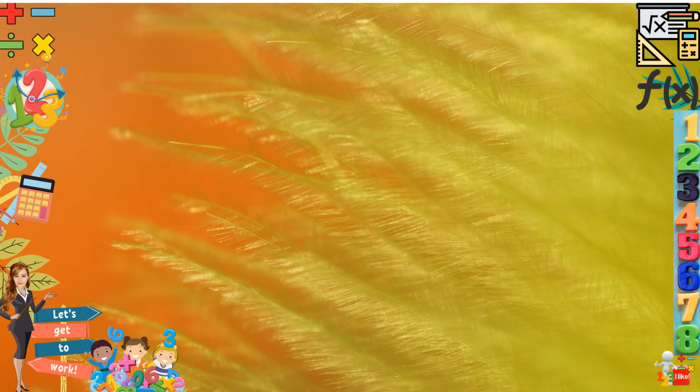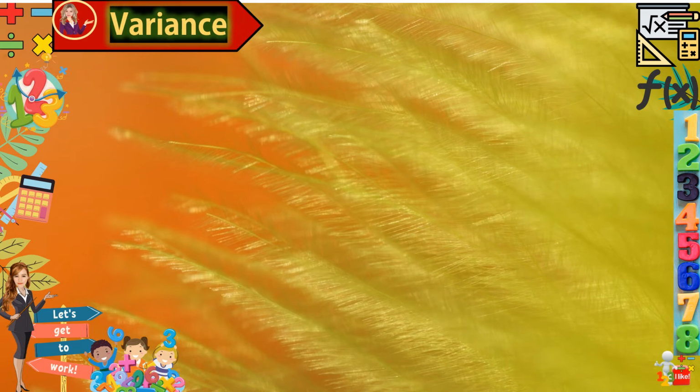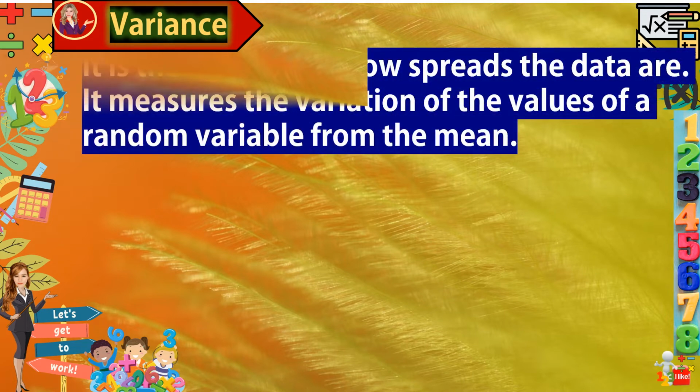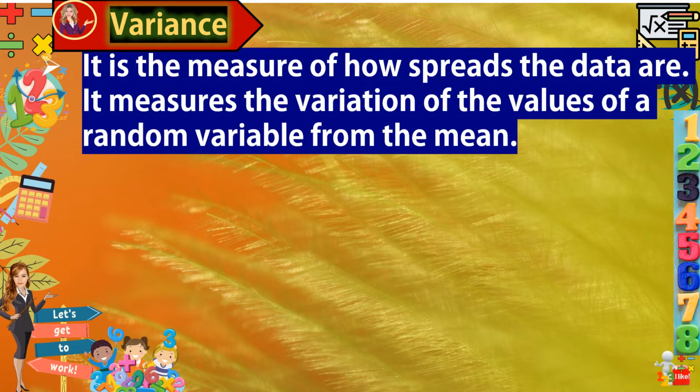Let us now discuss the variance. Remember, you cannot compute variance without the mean. Meaning to say, you need to compute first the given mean before you proceed to the variance. And what is the variance? Variance is the measure of how spread out the data are. It measures the variation of the values of a random variable from the mean.